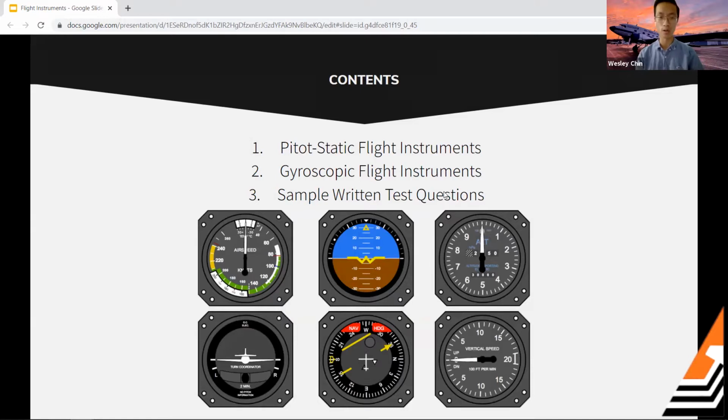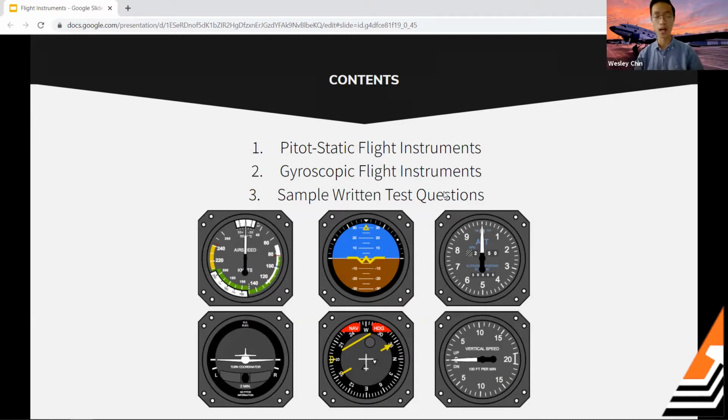All right, so what we're going to talk about today, we're going to start off with the pitot-static system and then all of its associated flight instruments. Then we're going to go into the gyroscopic flight instruments. And then we're going to try something a little bit different this time. After that content, we're going to pause for some Q&A, some questions there. And then I have a couple written test questions at the end that we're going to try to go through together.